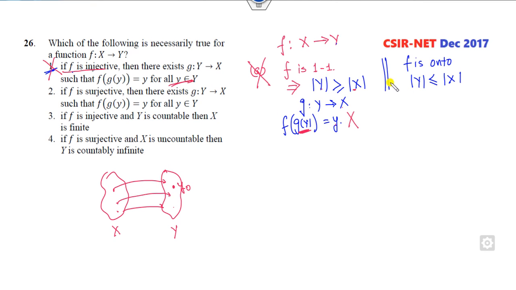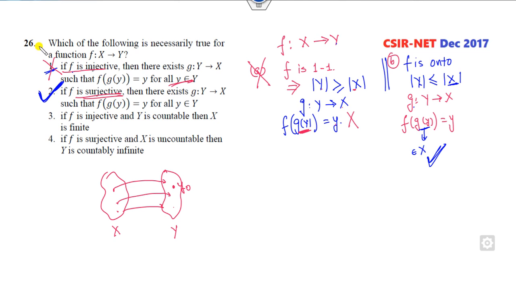Look at the B option. If f is onto, this means this holds. If we define the function from here, then f of g(y) is y. Now you can see g(y) is an element of X, and the cardinality of X is more than the cardinality of Y. So this condition holds. So B is my correct option.